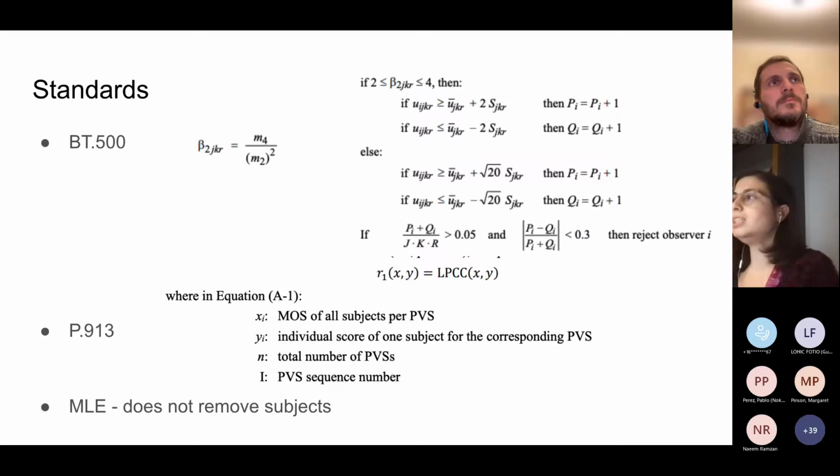Now, why did we start looking into this? We noticed that in several tests that we did, the BT500 and P913 were not reaching the same conclusion in terms of the number of outliers that were detected. And it got us wondering, how do they work, and are they really good at detecting any outliers? And to do so, we didn't rely on existing data sets because we don't have a really clear idea on whether the outliers that we see there are really outliers, or there are people that simply had a different opinion from the others. So we based our results on some simulations.